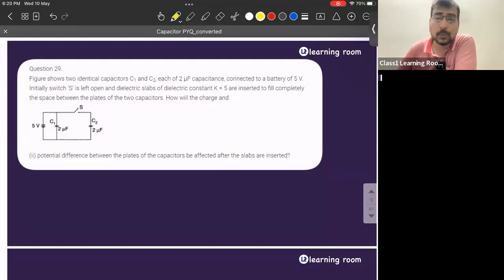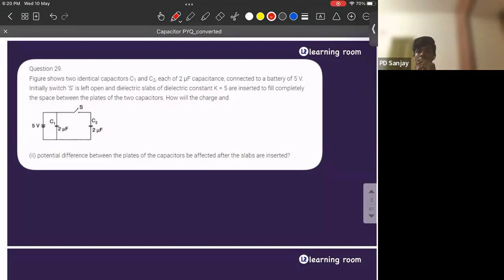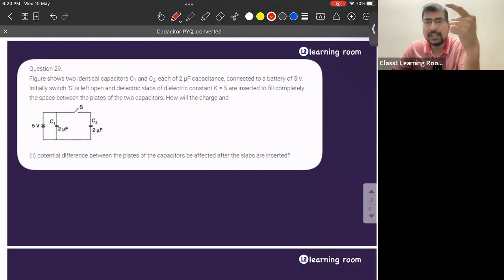Okay, so let's try to understand. If you look at this diagram, right, there is a 5 volt battery which is connected to capacitor C1 and C2. So this 5 volt is continuously supplying its energy to which of the two capacitors? Is it supplying it to C1 or C2? C1, right? So the switch S being opened is not affecting what is happening to capacitor C1. Am I right? So the changes are taking place only with respect to C2.